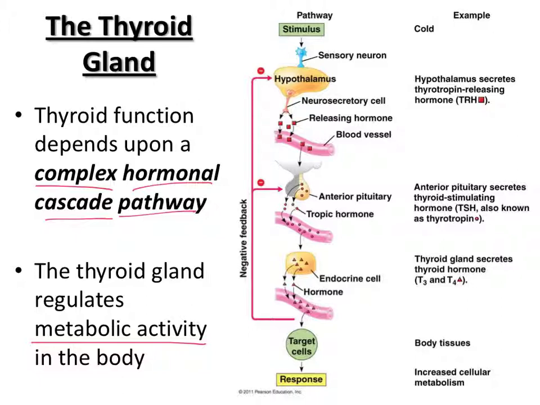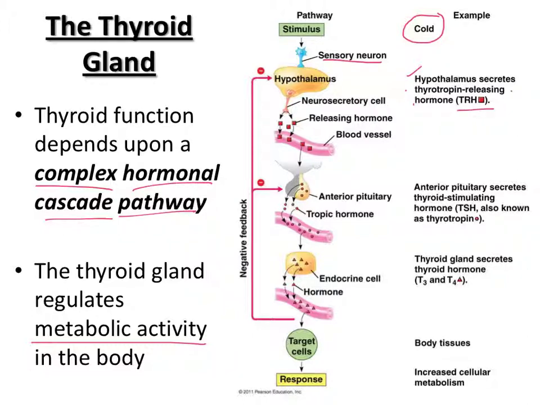So there's a little more about this on the next slide, but if you look at this picture with me here, you have a stimulus, okay, and in this example, the stimulus is just that it's cold, whether you're in an air-conditioned room or you're outside and it's cold. And here's what happens when you're cold. A sensory neuron in your brain will recognize that cold, and it will stimulate the hypothalamus. And the hypothalamus is going to release a hormone called thyrotropin-releasing hormone, or TRH.